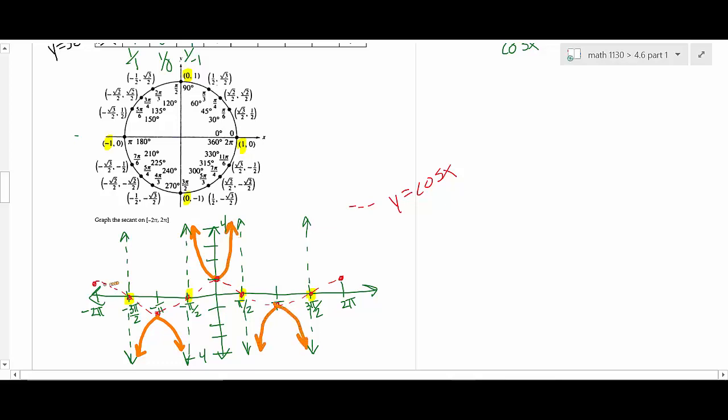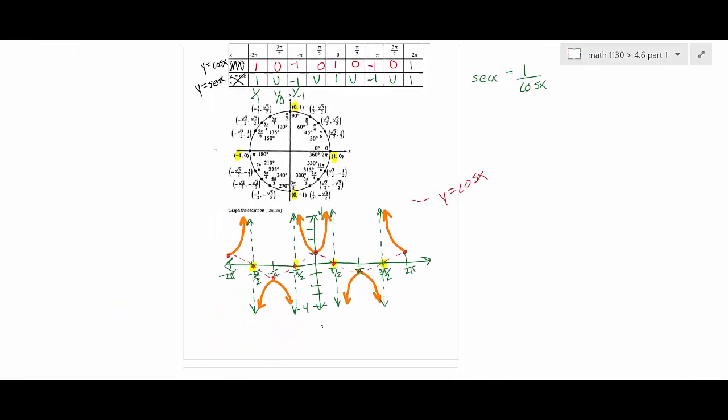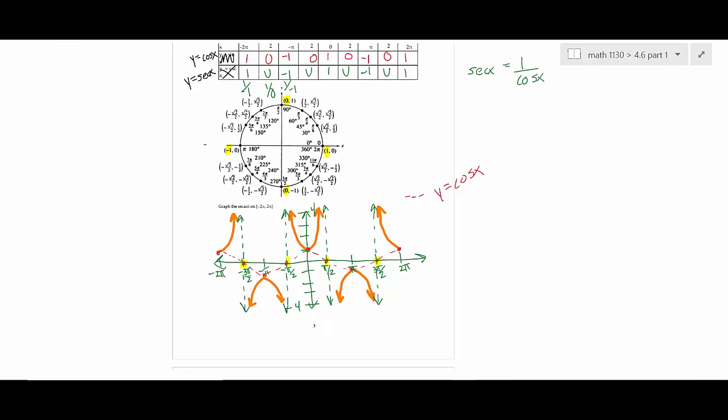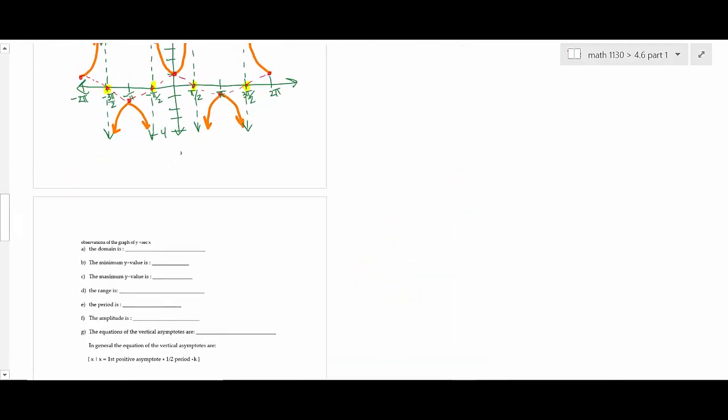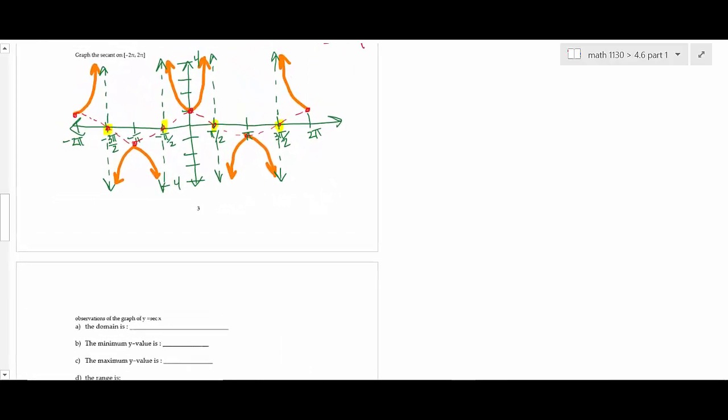Like that. And even this part right here would be like half of a U shape there, and then half of one right there. So that's what the graph of the secant looks like, and it's just based on the cosine's graph. Everything from there is going to be pretty similar. Any questions about how I did that or how that works? Now a couple of observations on this one that I want to go through.